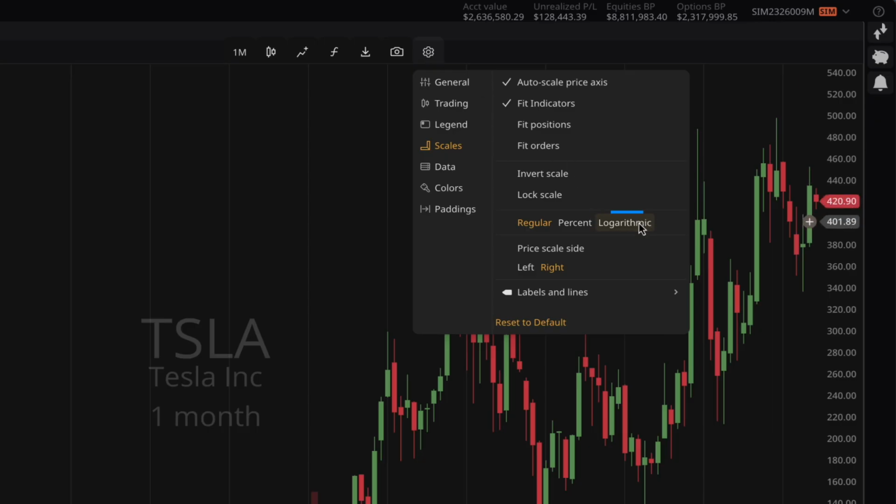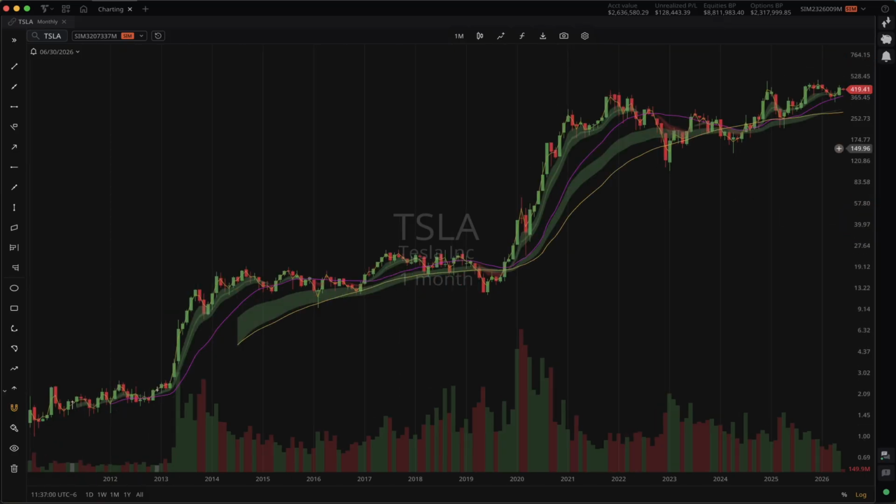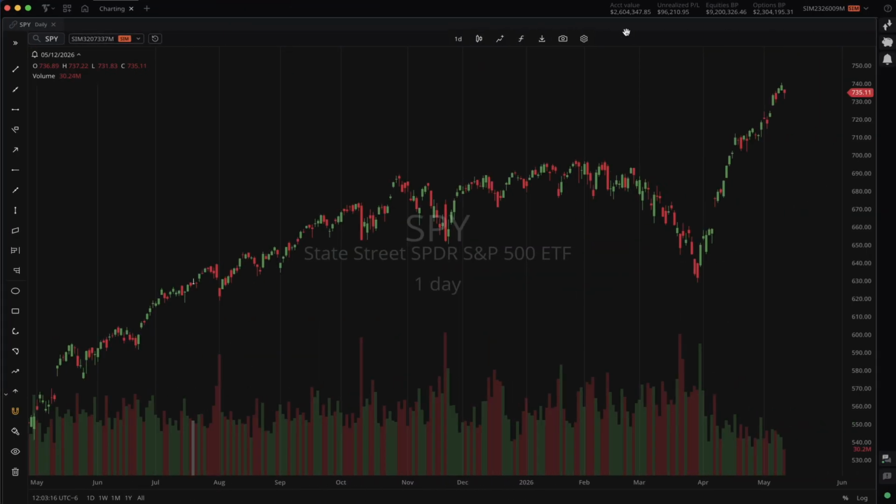Logarithmic scale fixes that by sizing moves proportionally. Equal percentage moves look equal in size. If you're doing technical analysis on a chart spanning years, log scale gives you a more accurate picture of how price has actually behaved. Percent scale is most useful when you're comparing instruments.